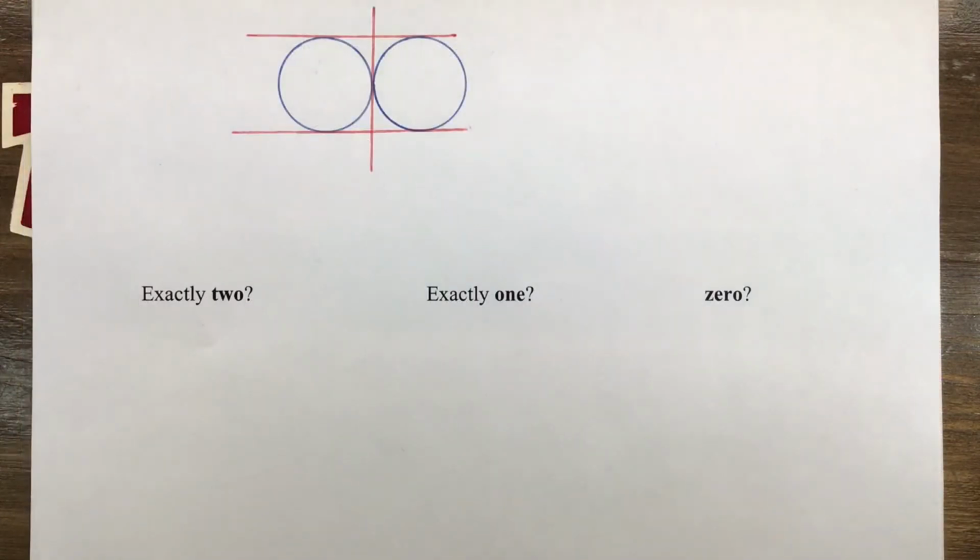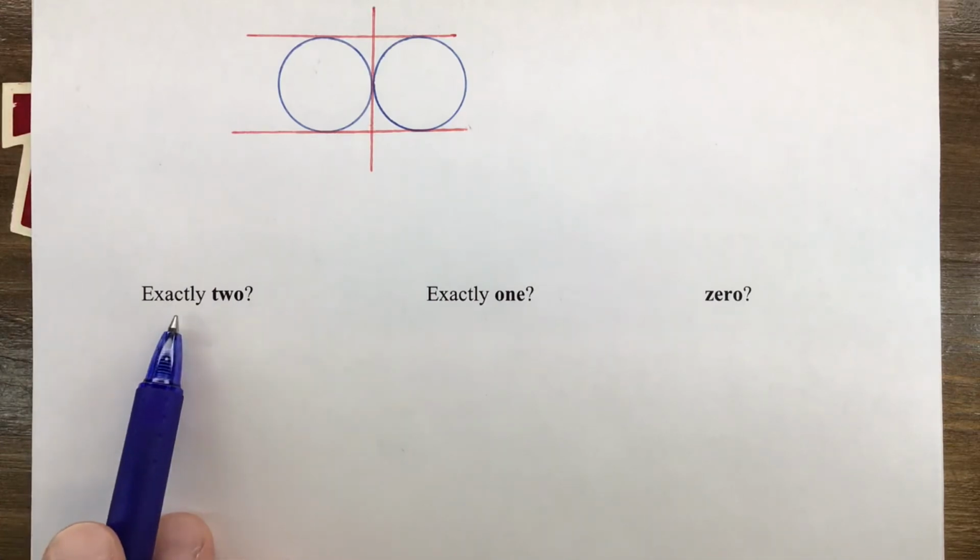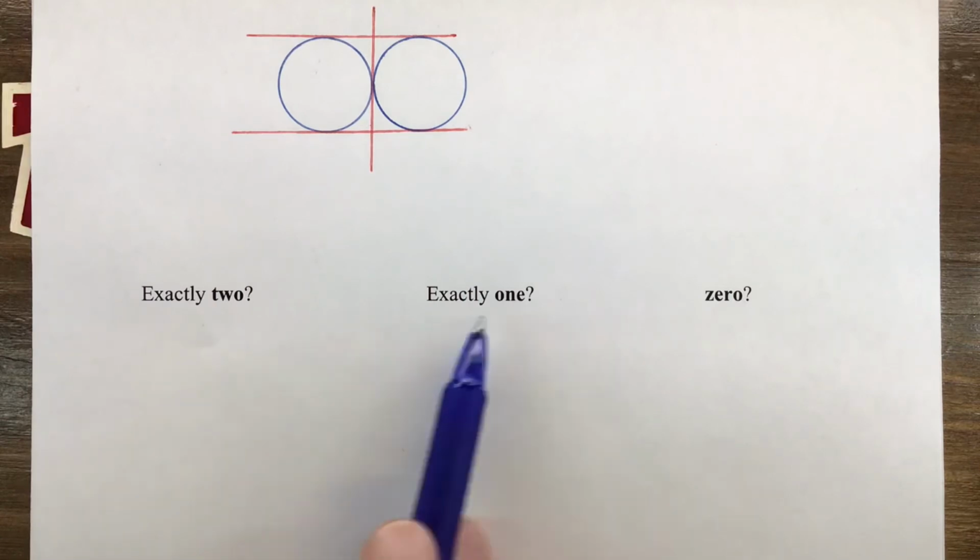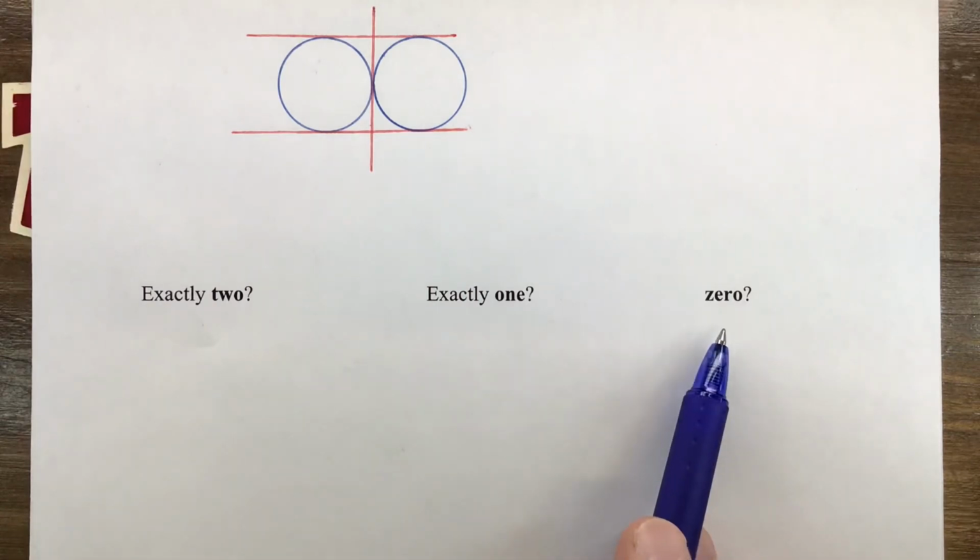All right, so here's a few more that you could try out. How could you draw 2 circles to get exactly 2 common tangents? How could you draw 2 circles to get exactly 1 common tangent? And how could you draw 2 circles to get no common tangents?